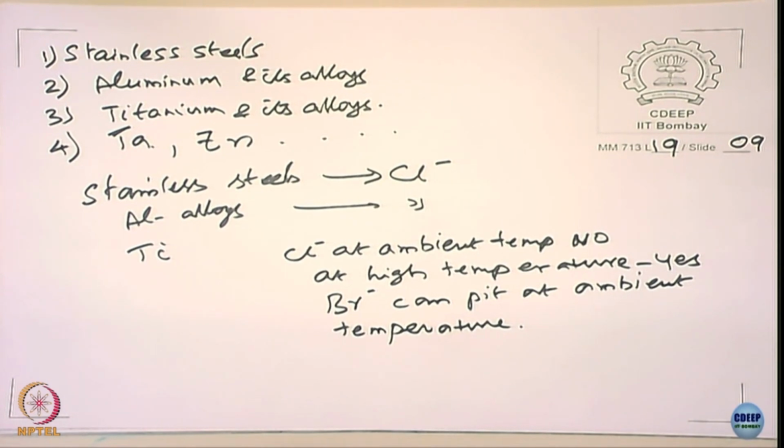So passivation is an important criterion for pitting to occur. Predominantly these metals suffer pitting depending upon how severe the environment is. When I say environment, it means the temperatures, and it means the nature of the anions that we think about. Both are included.